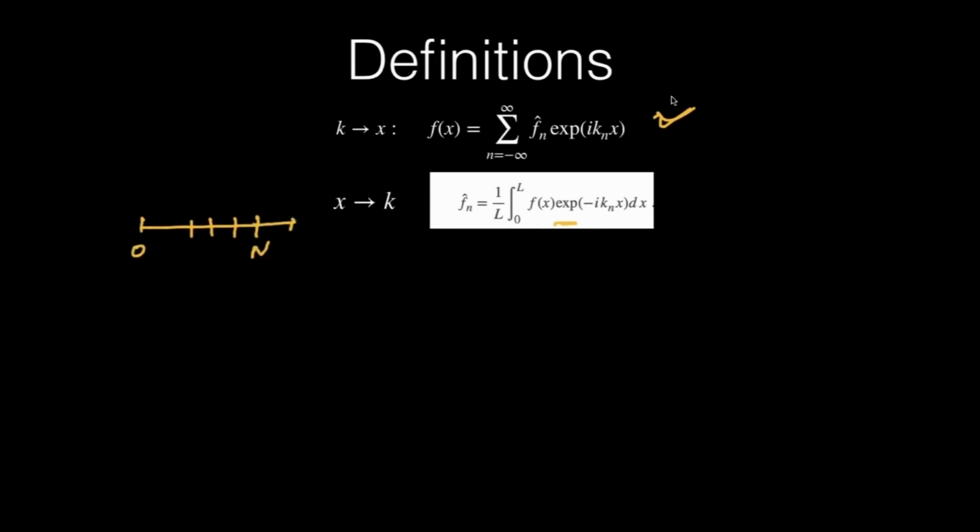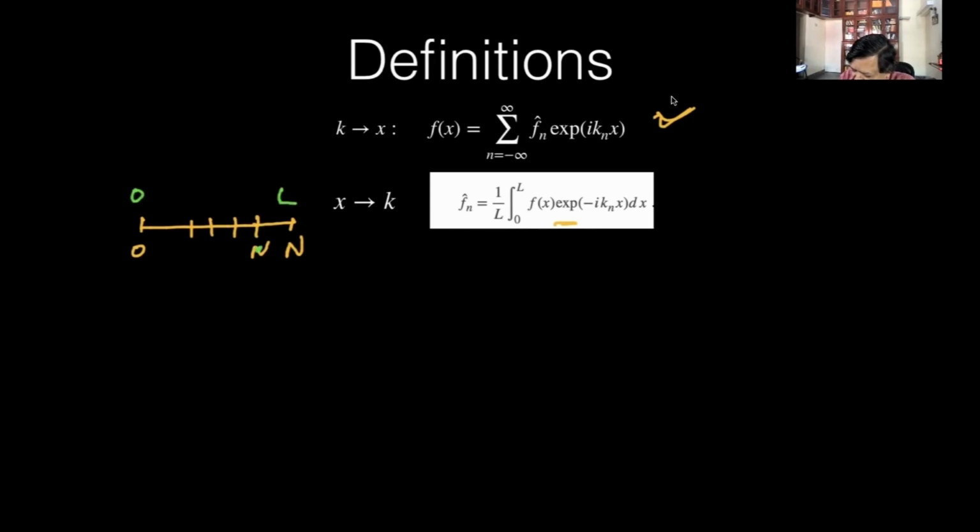Well, let me make it very specific. Please pay attention to this. This is x equal to 0, and this is x equal to L. But since 0 and L have the same value of the function, we do not save this one. So we save only up to n minus 1, 0 to n minus 1. Okay. And there are endpoints. And dx is L by n.